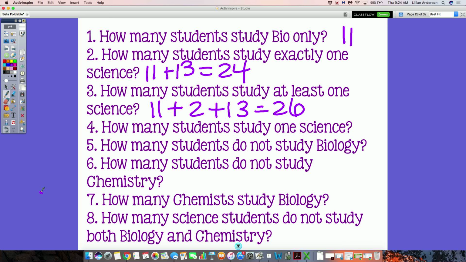How many students study 1 science? It is 24. Now, you guys are like, wasn't that just the same question as number 2? Yes, there are different ways to ask the same question. Because you're going to be like, well, why didn't they say it the same way? Because there are different ways to ask the same question.